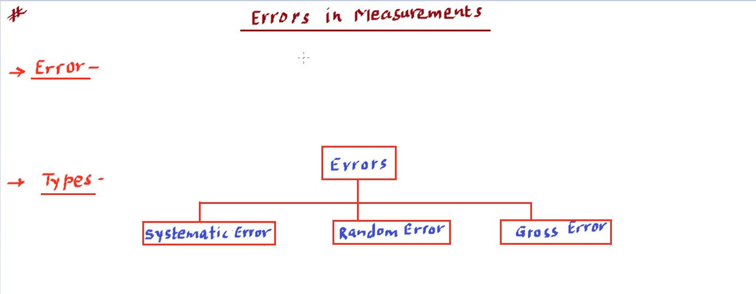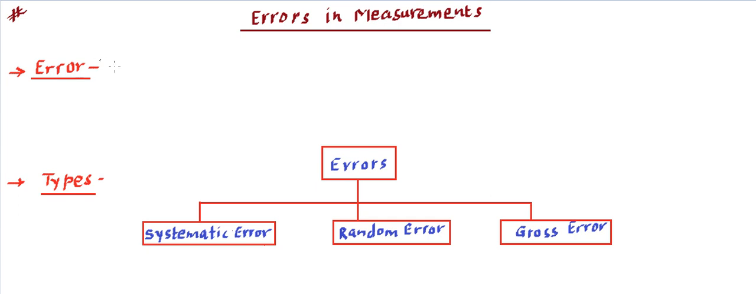Prior to this, there have been a couple of lectures on this particular chapter, and in this chapter we will be focusing upon the errors in measurements. That means whenever we do measurements, errors come in. What they are, what are their types, and how we find these errors in the measurements. Okay, so let's begin with the definition of error. How do we define the error in any measurement?